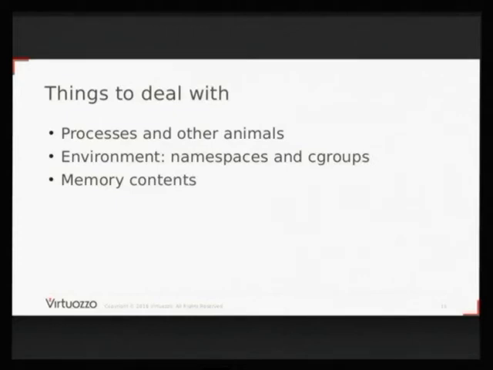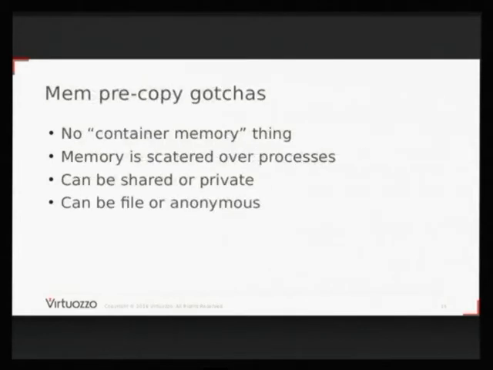Then when live migrating a container, we should take the container's environment, which consists of namespaces and cgroups, and of course, the memory contents itself. First, complexity comes when we try to pre-copy the memory. The problem is that there is no such thing as container memory. There is no place in the kernel where you can go and ask it to give you all the pages that are used by this container.